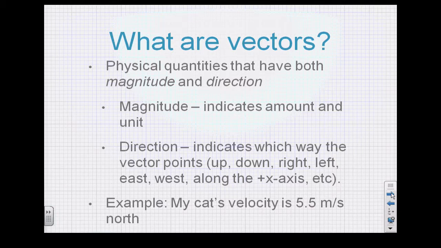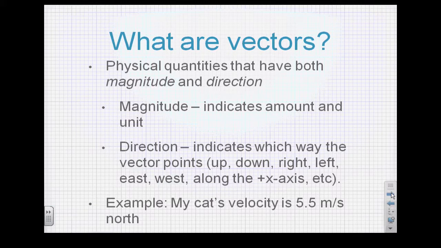Vectors are defined as physical quantities that have a magnitude and a direction. Now, it's important to understand exactly what magnitude means because a lot of students have confusion about that when they first start out in physics. Magnitude means only this: the amount and the unit that is associated with the quantity. So, for example, if I say that my car is going 10 meters per second to the east, the magnitude of that velocity would be 10 meters per second.